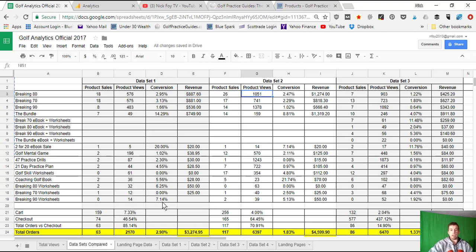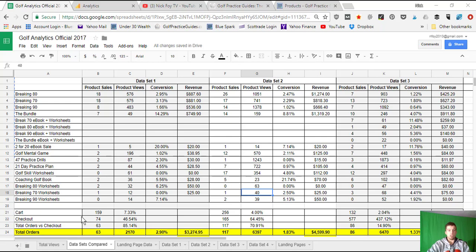Then we did that again for data set 2 and data set 3, so that I can compare different experiments, different tests I was running, to see what was working and whether I was getting a better conversion rate or not. Down here at the very bottom, you've got the totals. These are individual product statistics broken up into 3 different data sets so I could compare 3 different times. And then down here, I totaled everything up.